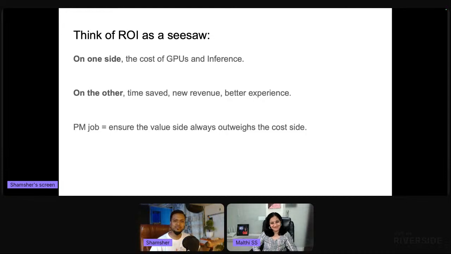So one side is the cost of GPU inferencing, the other side is the value that you add. The PM's job is to ensure that the other side, which is not the cost, but the experience and value that we create for users, is increasing. That's how you will generate good ROI from your AI products.